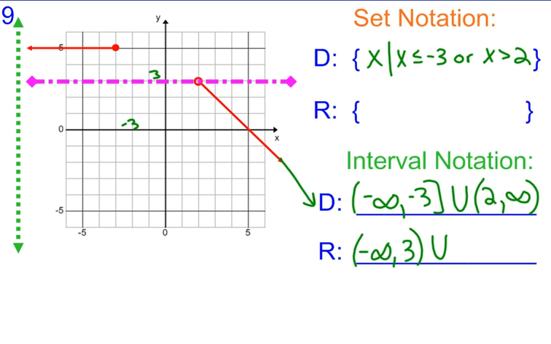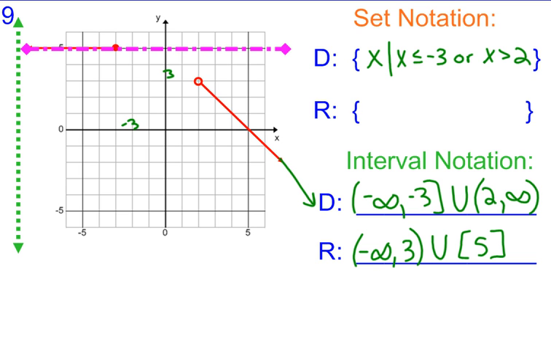I would have a union, because I touch again. As I move up, I touch right here at 5. And again, this is a horizontal line, so I'm not touching above 5 or below 5, I'm just touching at 5. So we'll do a bracket, 5.